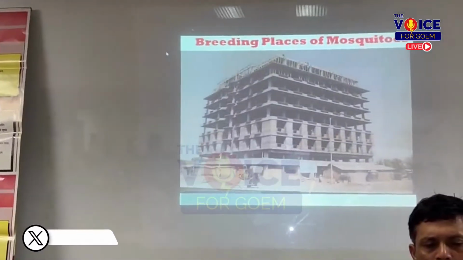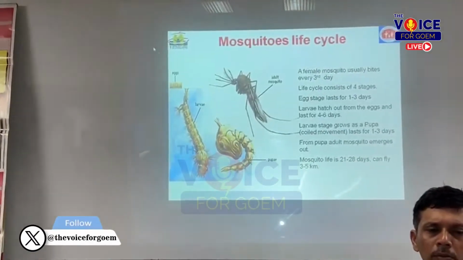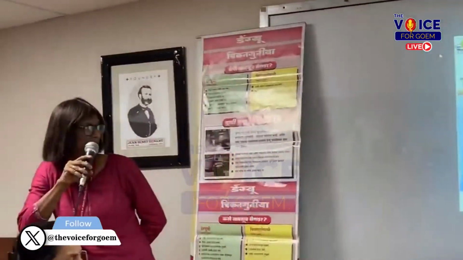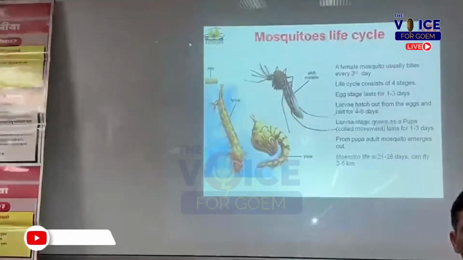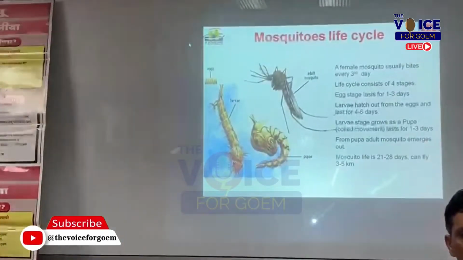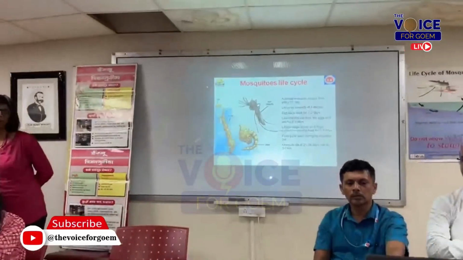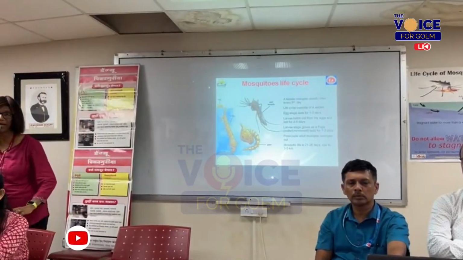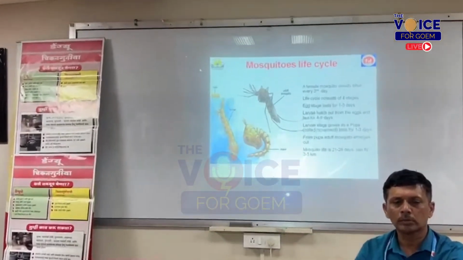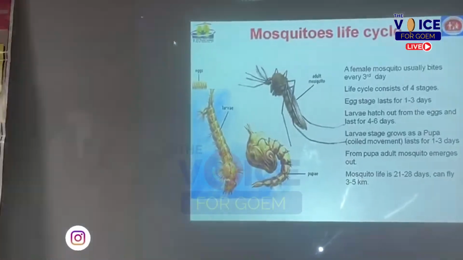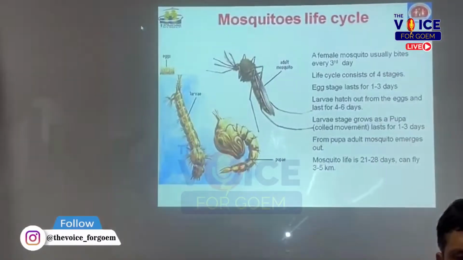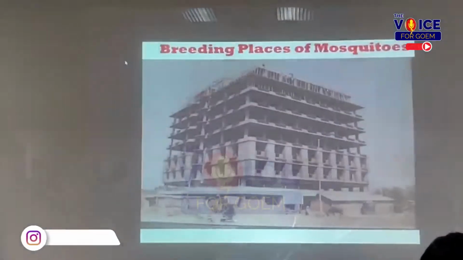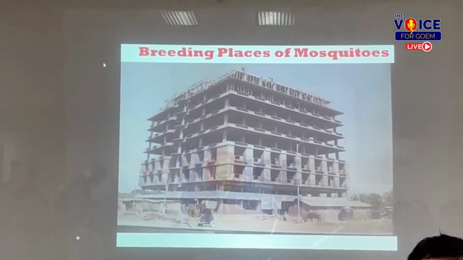So the larva lasts for maybe 4 to 6 days. Then there is a stage called the pupa, 1 to 3 days. And then you have the adult mosquito. The lifespan is around 21 to 28 days, and it can fly up to 3 to 5 kilometers. This is the upper limit, but at least 2 to 3 kilometers they can easily fly. This is quite a distance. Next. So where do the mosquitoes breed?